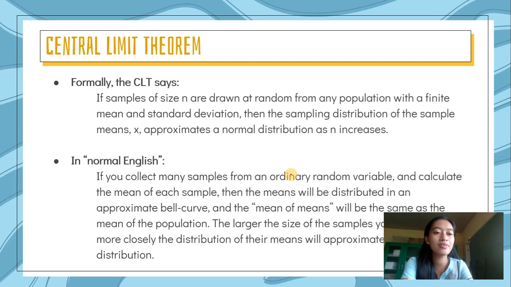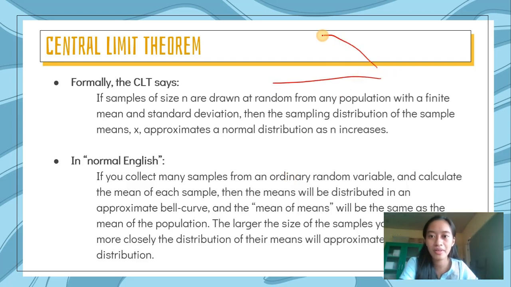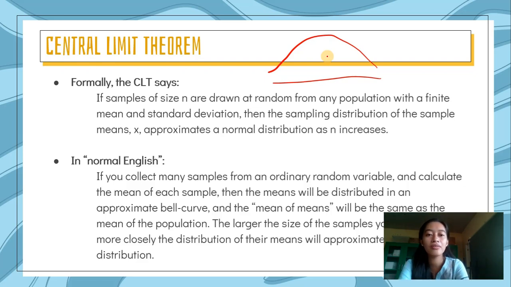And then for this concept, the central limit theorem. Going back to the whole distribution that we have seen in our bar graphs. If samples of size n are drawn at random from any population with a finite mean and standard deviation, the sampling distribution of the sample means X bar approximates a normal distribution as n increases. What does that mean? As n increases, the more we do our roulette activity, the more that we will form this normal curve.